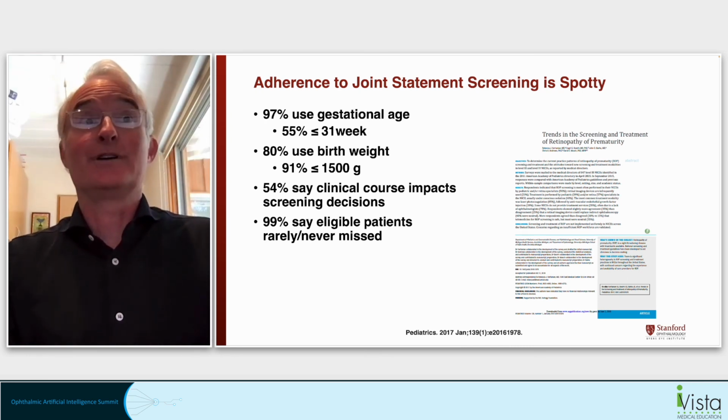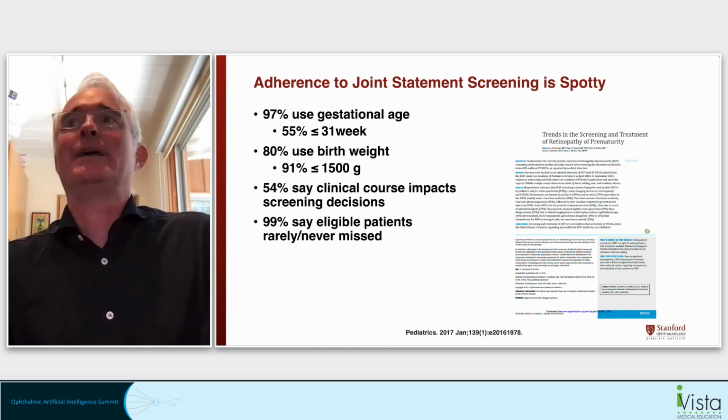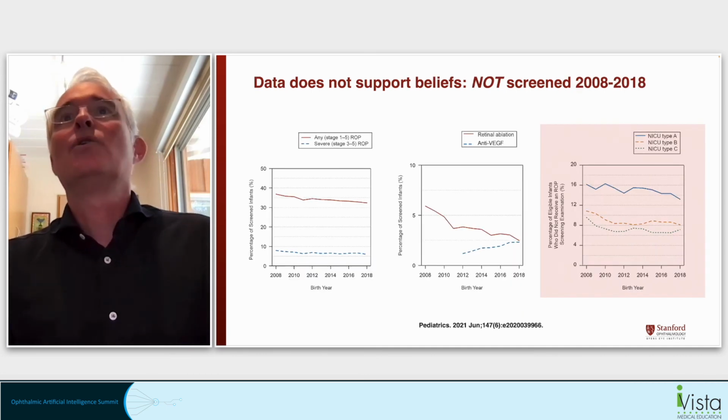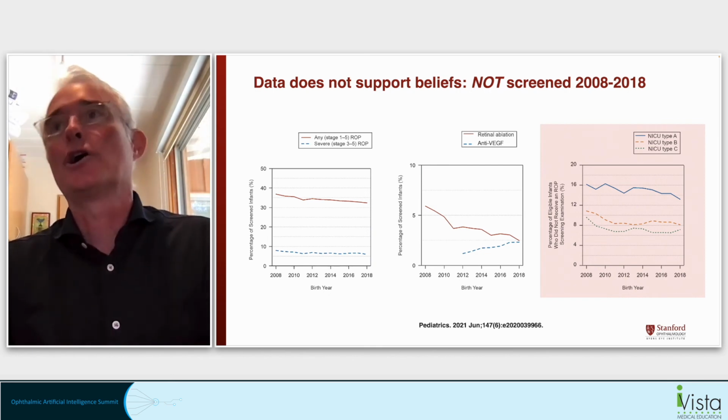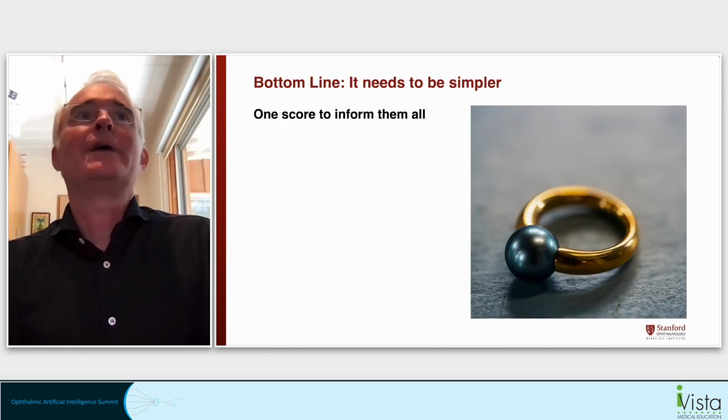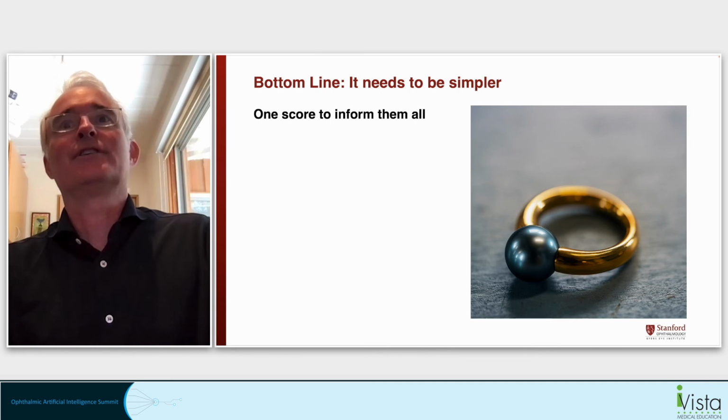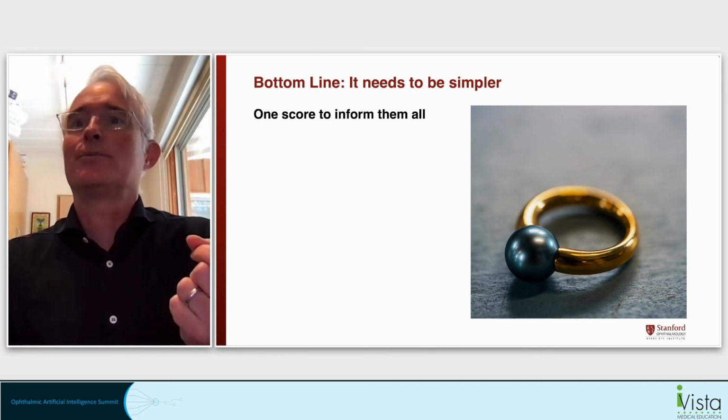And they believe they're doing a great job in including every baby that needs to be screened, when the reality shows that up to 16% of eligible infants aren't being screened. We have to make it simpler for them, one score that they can interpret.